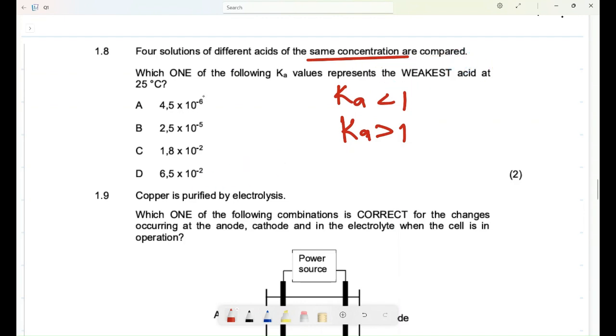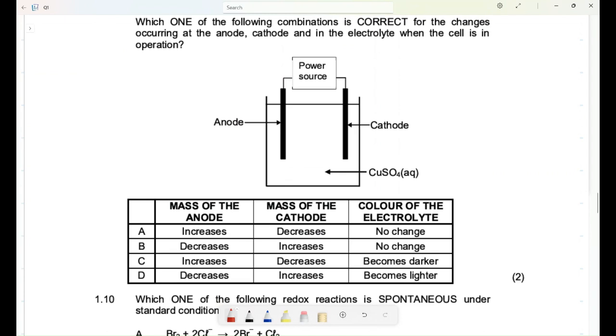Which one is the weakest? The weakest has the most negative exponent. Why? Because it is 0.000006, this one has 0.00005, and this one 0.002, something like this. Can you see that this one is the smallest? So the most correct answer is A here. That one was straightforward.